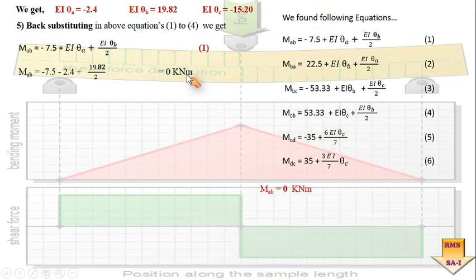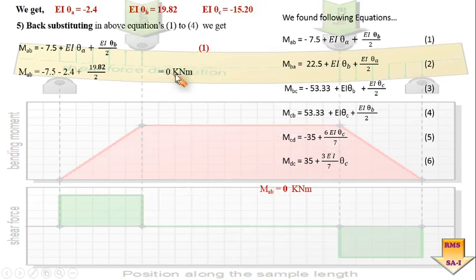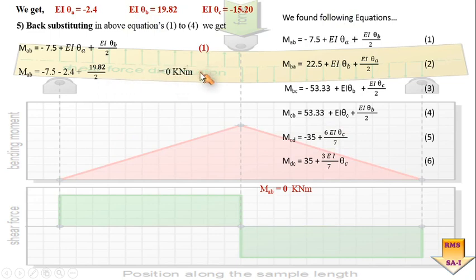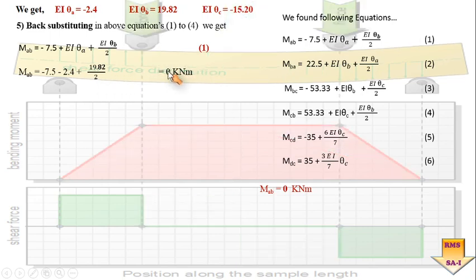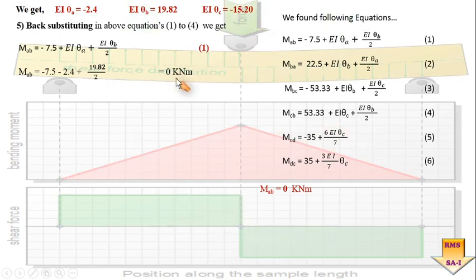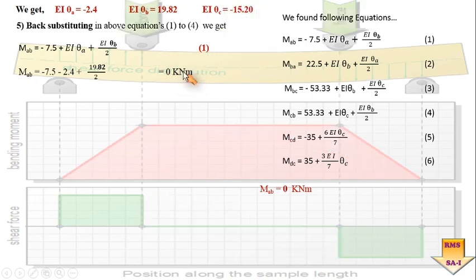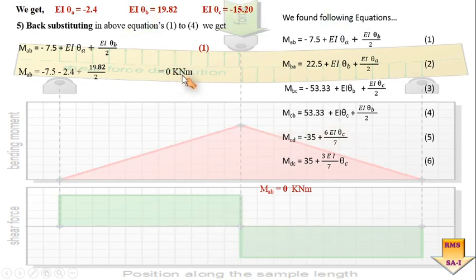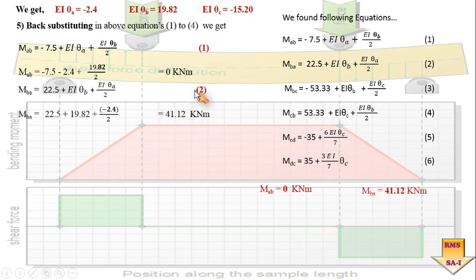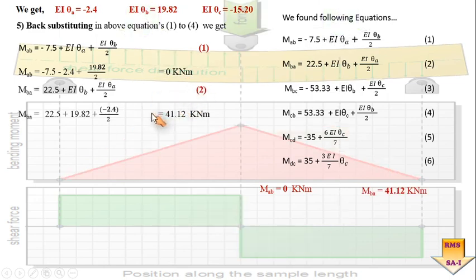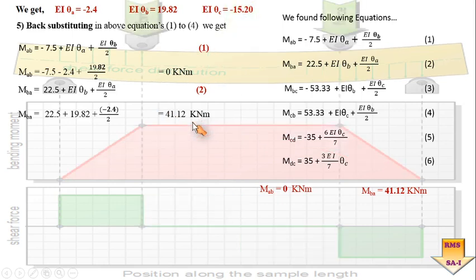That means we are moving on the right lines, that MAB is equal to 0 because A support is a hinge support and there the bending moment has to be equal to 0. So this is true from this particular solution. Take the second equation, put the values of theta A and theta B. So we are getting this particular MBA equal to 41.12.